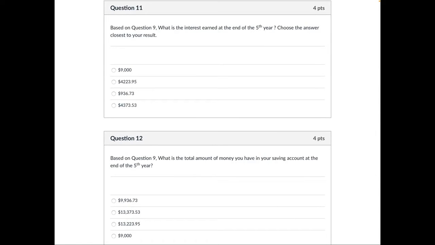So based on these values and the formula, what is your interest earned? Still use this formula.